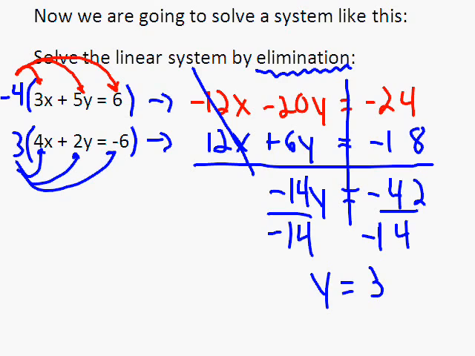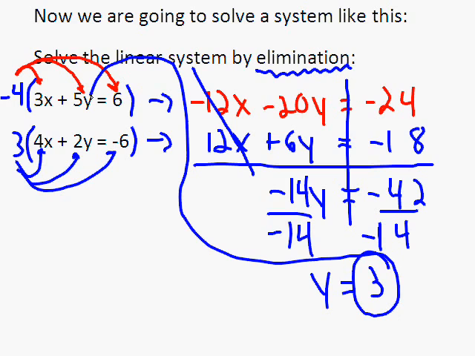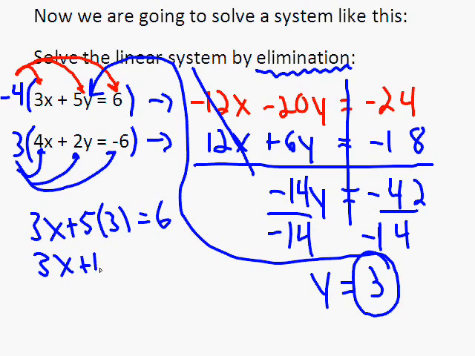Now, the only different thing we've done from this time and the last video is we had to multiply both equations by different numbers so that one of the variables would eliminate. From here, we're just going to follow the same steps we did in elimination previously. In other words, I'm going to take this 3 and substitute it in for y into one of the original equations. This will give me 3x plus 5 times 3 equal to 6. 3x plus 15 is going to be equal to 6.